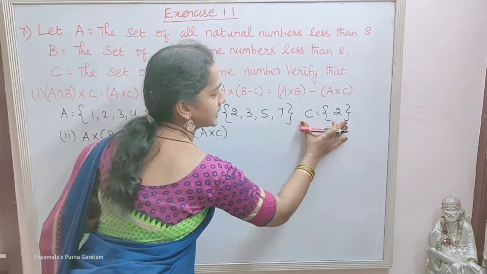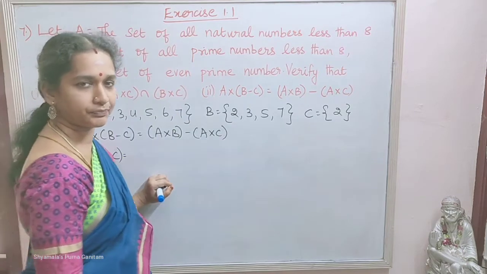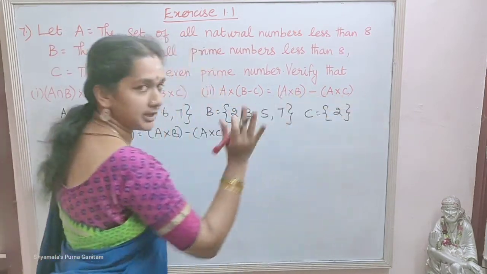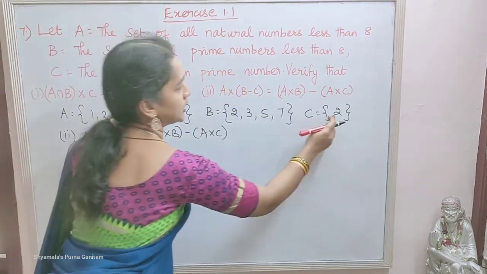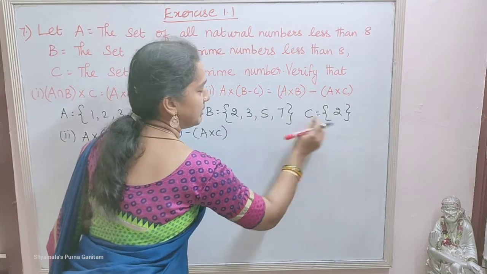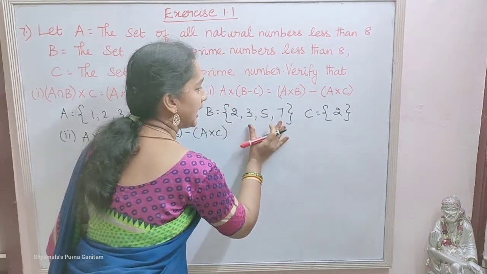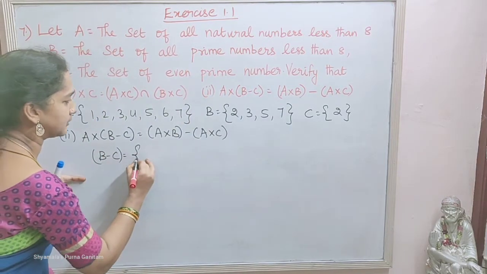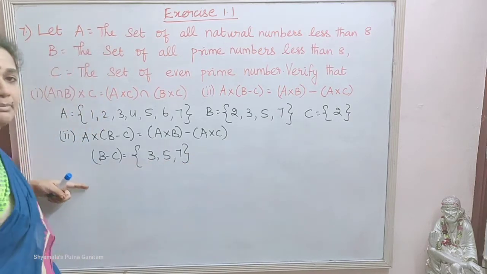So if you take this B minus C, 2 is common to both. After that, you have to remove this common term from this and write only the B elements, that is B minus C. In B and C, 2 is common to both, so you have to remove that. The balance elements are 3, 5 and 7. That is B minus C.